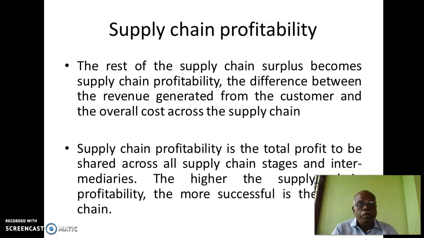The supply chain profitability is the total profit. It is to be shared across all supply chain stages and intermediaries. The higher the supply chain profitability, the more successful is the supply chain. So the total supply chain profitability is to be shared by all the stages from the production till the distribution and to the particular shop also.